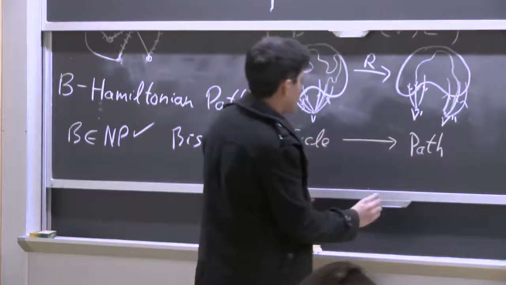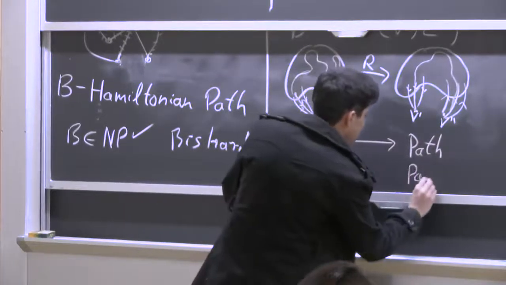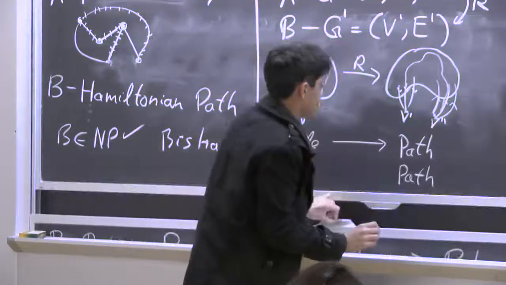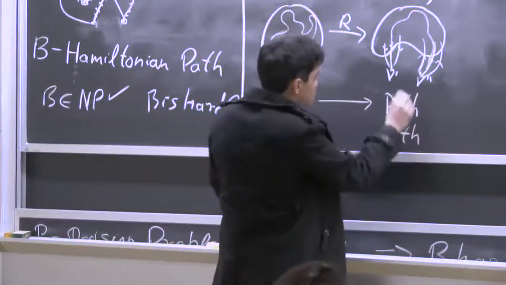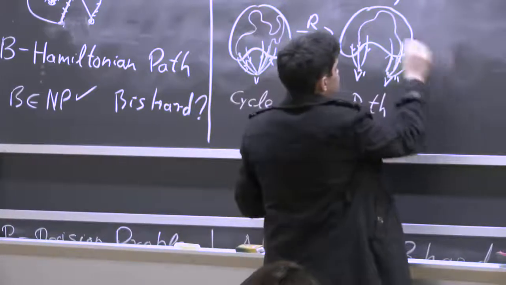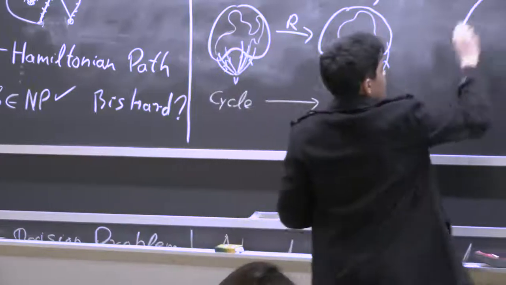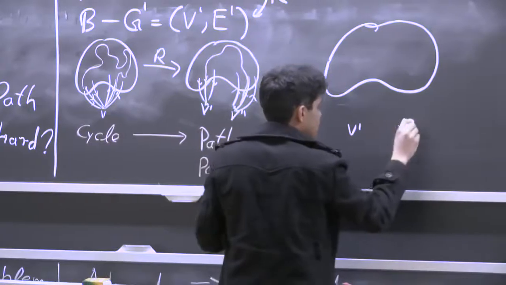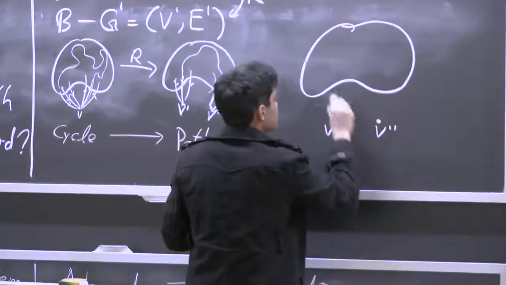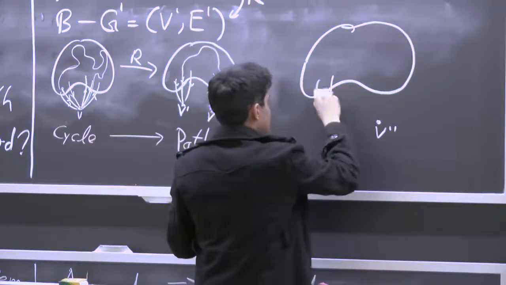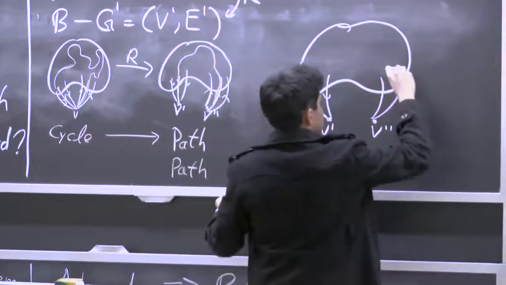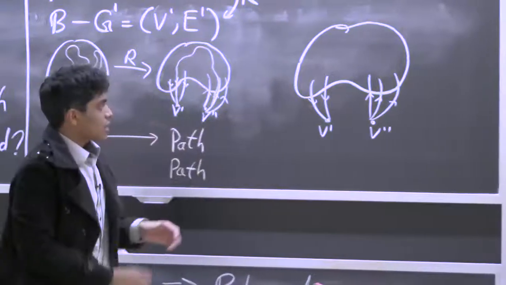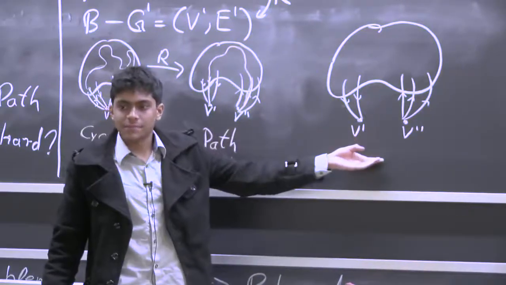So the other way is a little more tricky. So let's say you had a path. So let's redraw this so it's more clear. So you have this new graph where you have two vertices, v dash and v double dash. This has a bunch of incoming edges, and this is a bunch of outgoing edges. So now, let's say you have a Hamiltonian path in this graph.